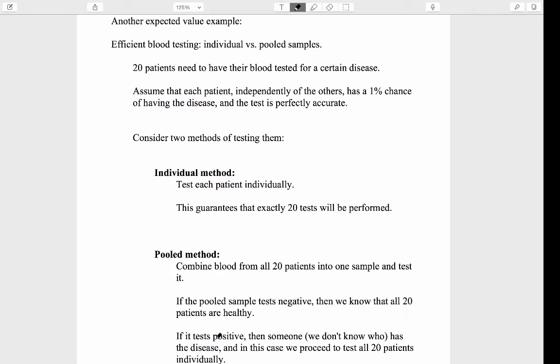However, if the pooled sample tests positive, then someone, we don't know who, someone among those 20 people has the disease. As long as one person has the disease, the pooled sample will register in the test as positive. It might be that 2 people have the disease. It might be that all 20 have the disease. We just don't know. But what we do know after the pooled sample tests positive is that we're going to have to do more testing to find out who actually has the disease and who doesn't, and so in that case we proceed to test all 20 patients individually.